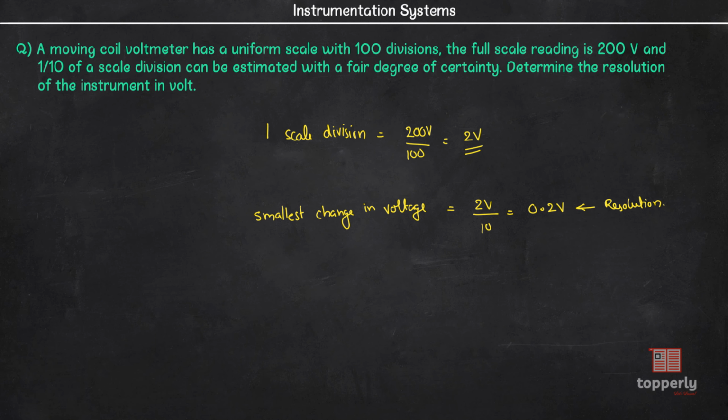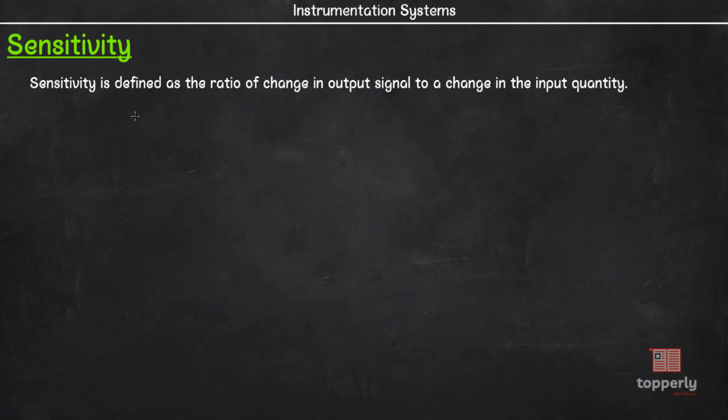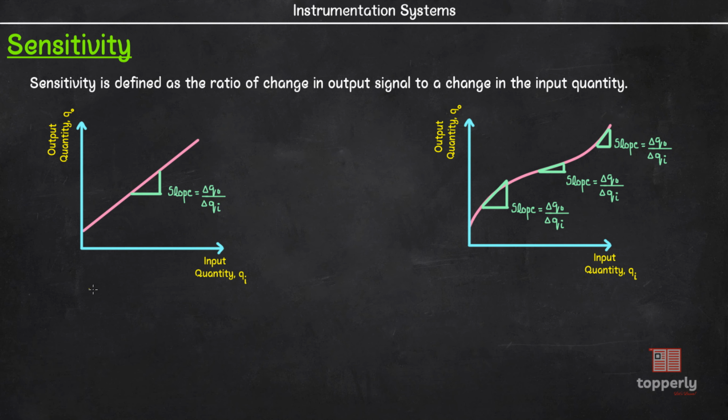Okay, going to the next static characteristic, we have sensitivity. Sensitivity is defined as the ratio of change in output signal to a change in the input quantity. When the calibration curve is linear, as in this figure, the sensitivity of the instrument can be defined as the slope of the calibration curve. For this case, the sensitivity is constant over the entire range of the instrument because this is a straight line. However, if the curve is not linear, then the incremental sensitivity is different for different values of input quantity.